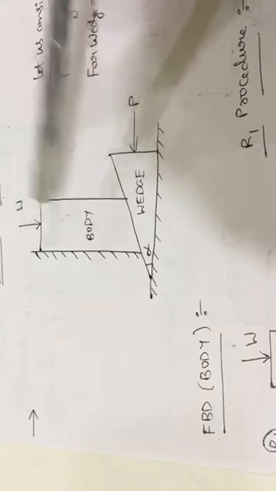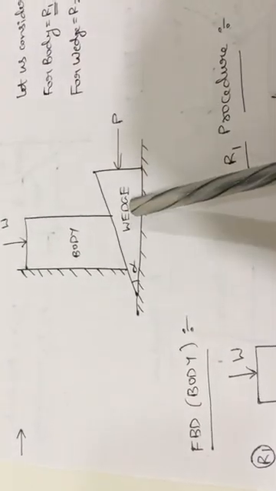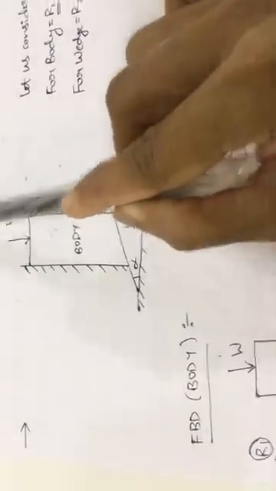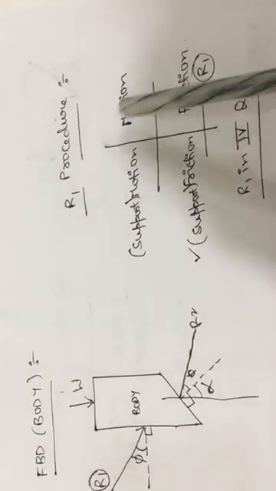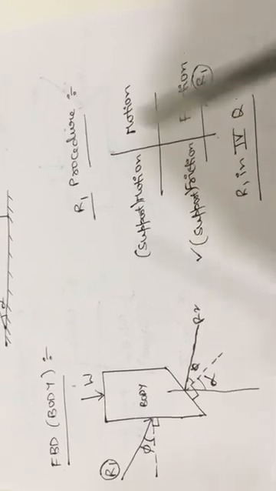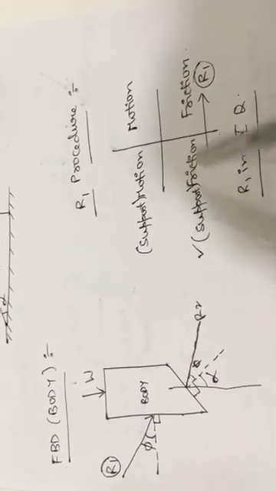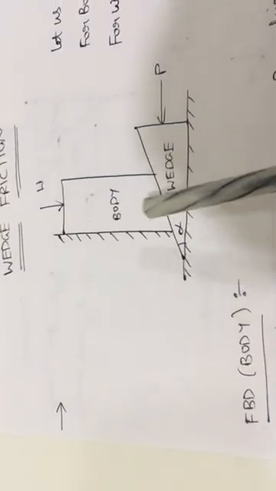Once again, observe the motion of the body. When P is acting on the wedge, the body is moving in the upward direction. So motion is in the first quadrant and second quadrant. Friction and motion always oppose each other. So friction is in the downward direction. So it is in the third quadrant and it is in the fourth quadrant. Now observe the main diagram and see the support quadrants.